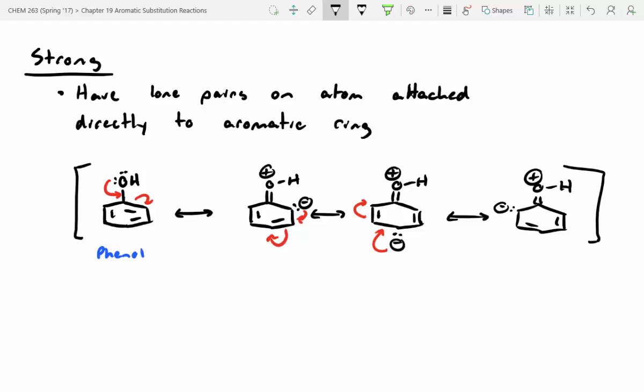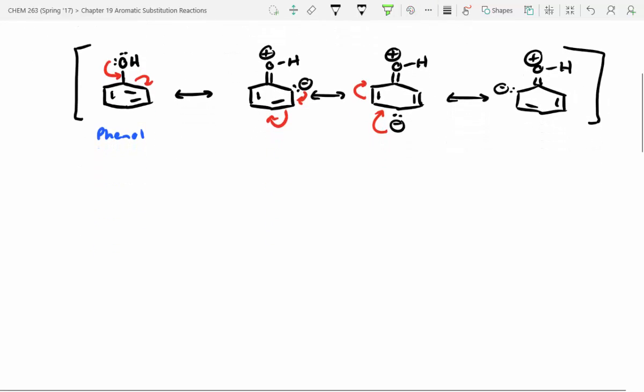So typically when you have a strong activating group and you do electrophilic aromatic substitution, it's your ortho and para positions that are going to be the ones attacking. So phenols are really common strong activators. Let's do a couple others. I won't force you to do all of the resonance structures.